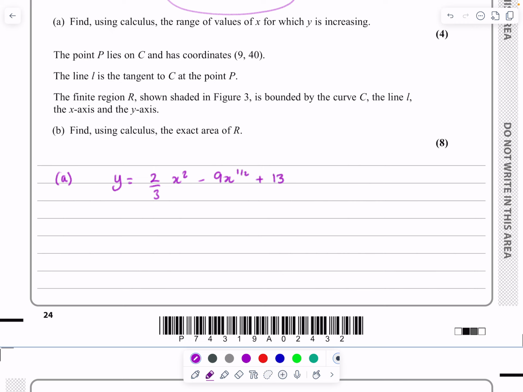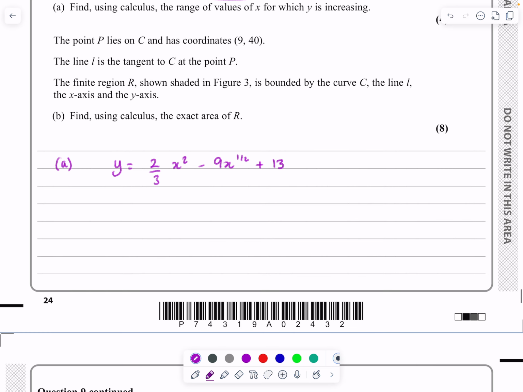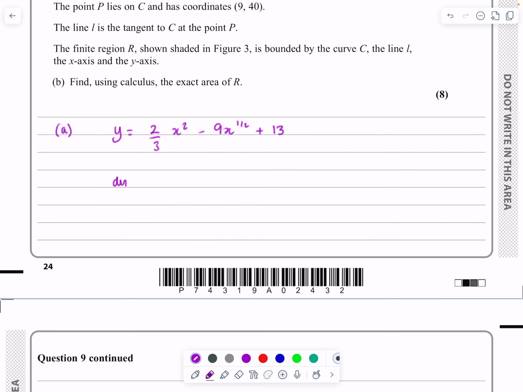And if a function is increasing, it means that dy by dx is always greater than 0. So let's find dy by dx. dy by dx is just differentiating. So multiply by the power, take 1 off the power. That's going to give me 4x over 3. Multiply by the power, take 1 off the power, is going to give me minus 9 over 2 x to the minus a half now. And differentiating 13 obviously just gives us 0.